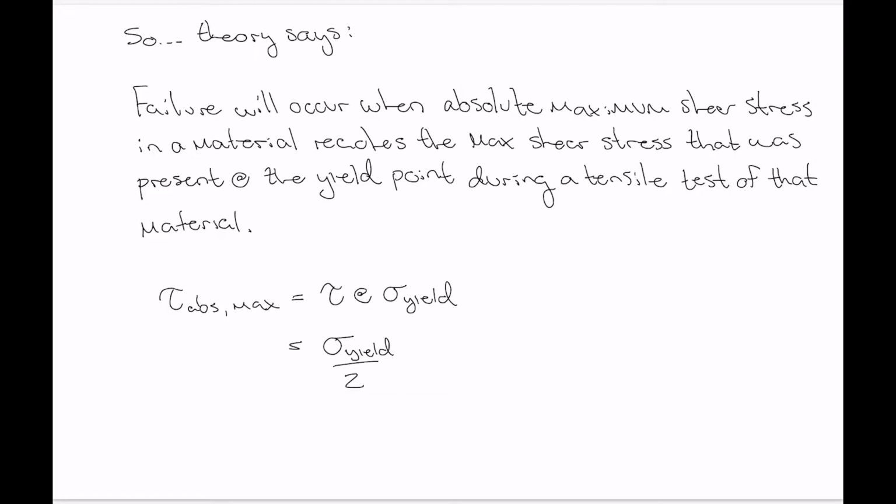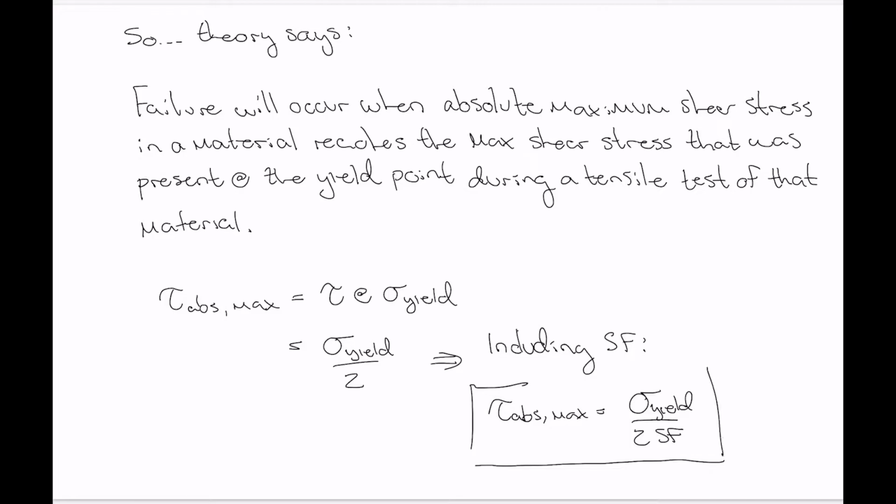Now, if we have a safety factor, we can put this theory into a more useful form. So including our safety factor, SF, then we have tau abs max equals sigma yield divided by 2 times the safety factor. So that is our statement for what the absolute maximum shear stress theory is.